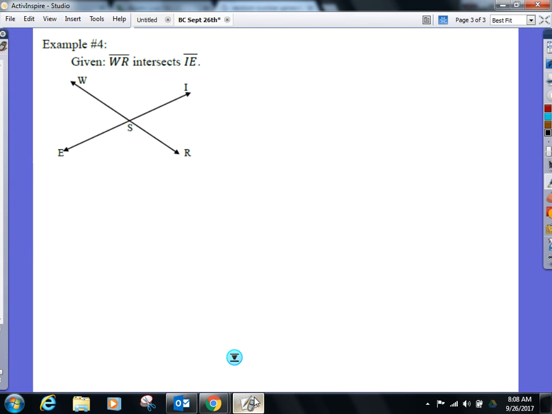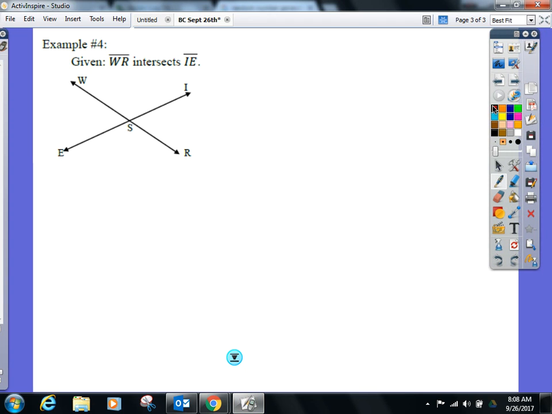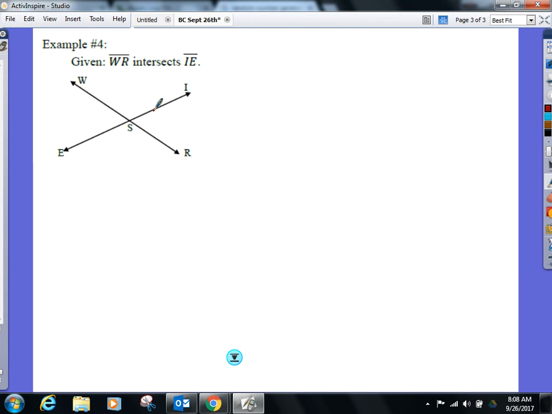Let's use our vocabulary from Unit 1. What can you mark on your diagram at least? There's a lot we can mark here. Frank, one thing. Angle RSI. Hold on. RSI. Got it. Yep. And angle WSE are vertical. So, okay, they're congruent.